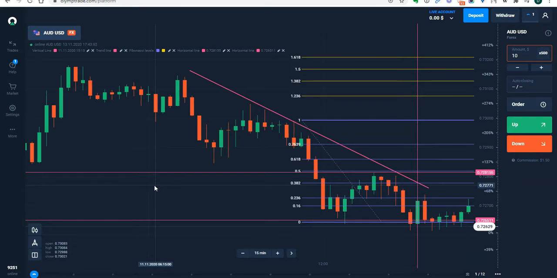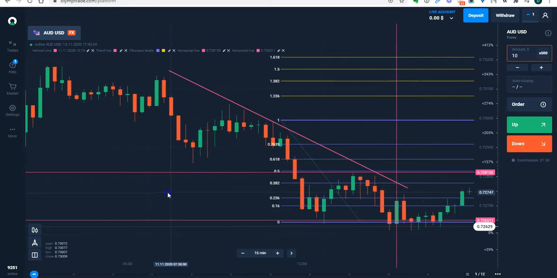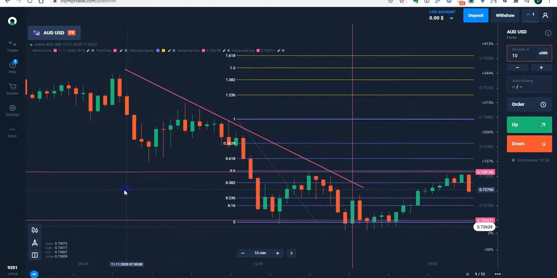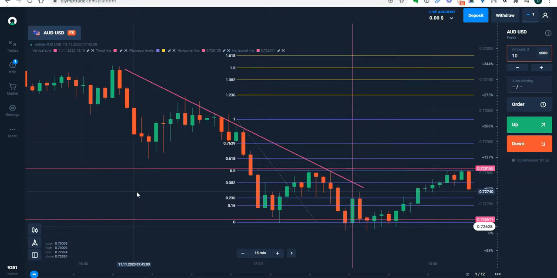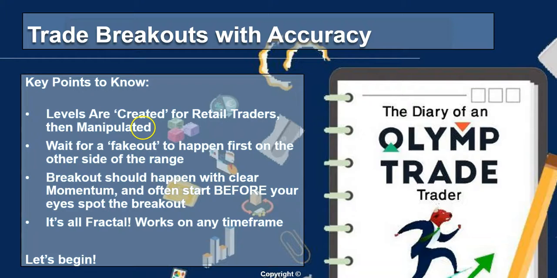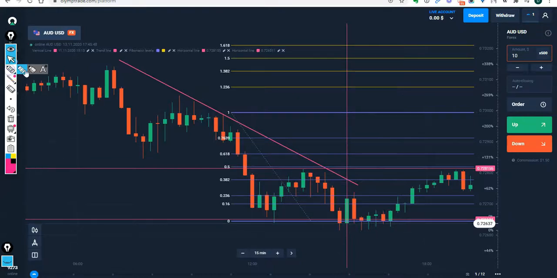Well, we can simply wait a bit longer and observe the price action. So what kind of price action do we want to see? Well, what we said before is that levels are created and we wait for a fake out to happen first on the other side of the range. So what does that look like? Let's just go back to the chart and price action we want to see on the chart.